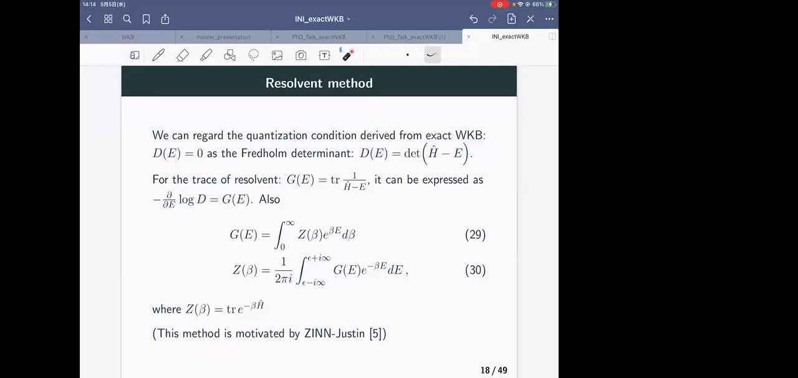So, the trace of the resolvent G and this D are related by this equation. And also this G and the partition function are related via a Laplace transformation and the inverse Laplace transform. This method is motivated by Jean Zinn-Justin's calculation. Actually, this is just the inverse procedure of his calculation.